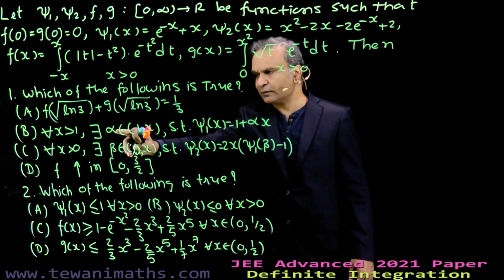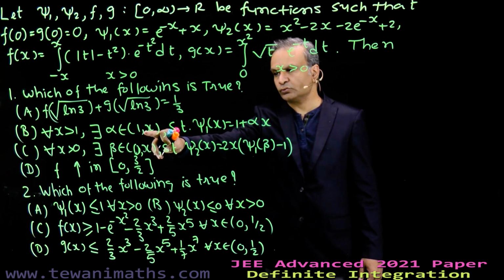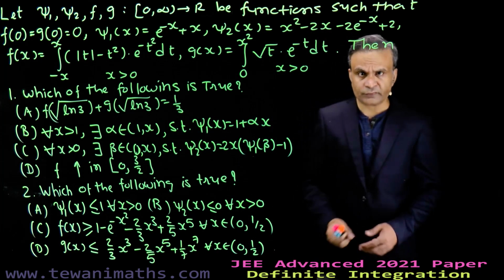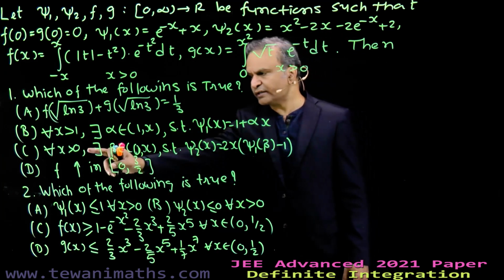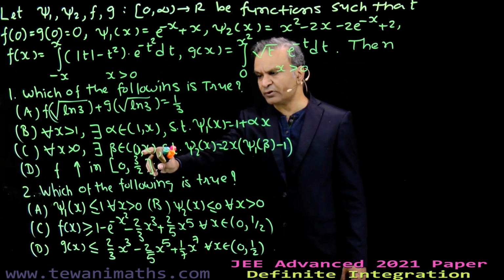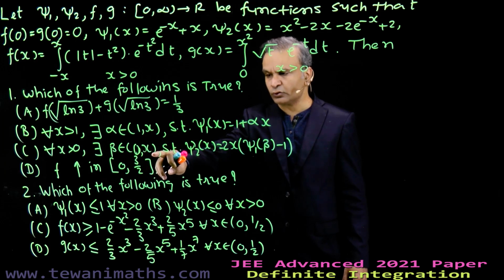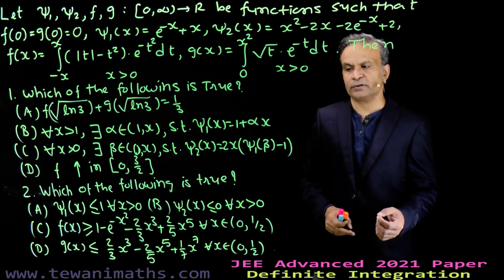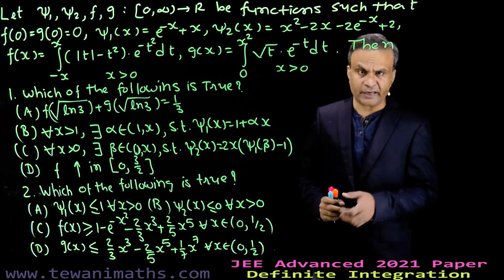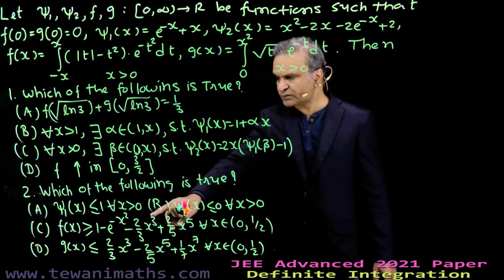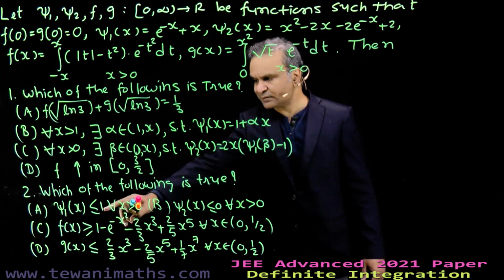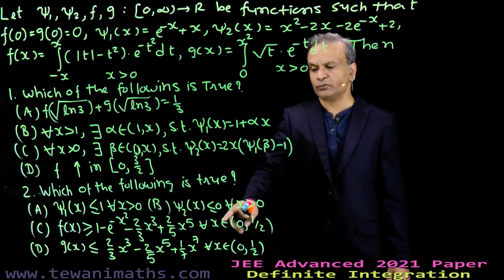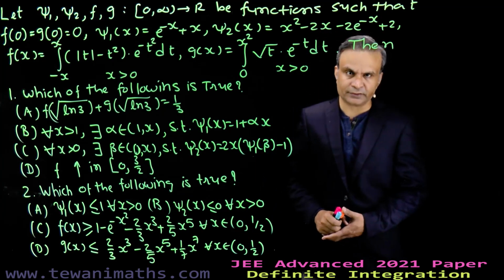For all x greater than 1, there exists alpha belonging to the open interval 1 to x such that psi1 of x is equal to 1 plus alpha x. And for all x greater than 0, there exists beta belonging to the interval 0 to x such that psi2 of x is 2x into psi1 of beta minus 1. Okay, and two options here. Psi1 of x is less than or equal to 1 for all x greater than 0, and psi2 of x is less than or equal to 0 for all x greater than 0.